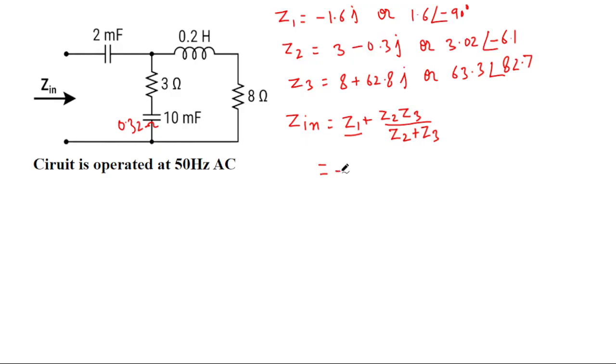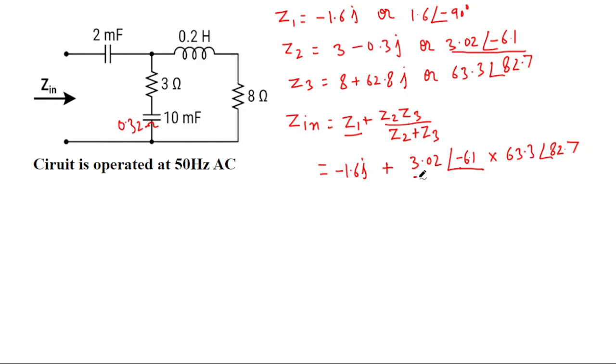So here I am writing just 1.6J, plus. Because I have to multiply this, in place of the rectangular form I am using the polar form here, right? In the polar form, the value of Z2 is 3.02 at the angle minus 6.1 degrees, right? Similarly, multiplied by Z3, Z3 is 63.3 at angle 82.7.